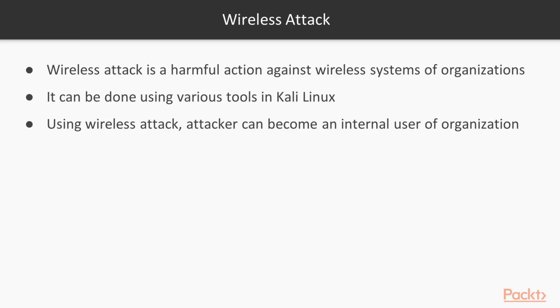So you can see here that in the first point it is written that wireless attack is a harmful action. Basically wireless, we also call it Wi-Fi. So by using wireless network, basically all the systems are connected with each other. Obviously it is a harmful action because if you are trying to attack on a wireless network of an organization, it means you are trying to attack on all the systems available inside it. So that is called wireless attack.